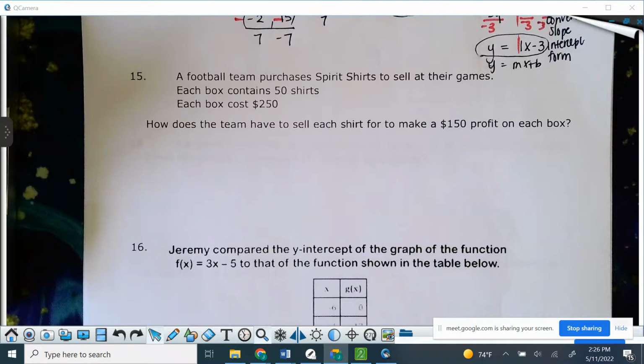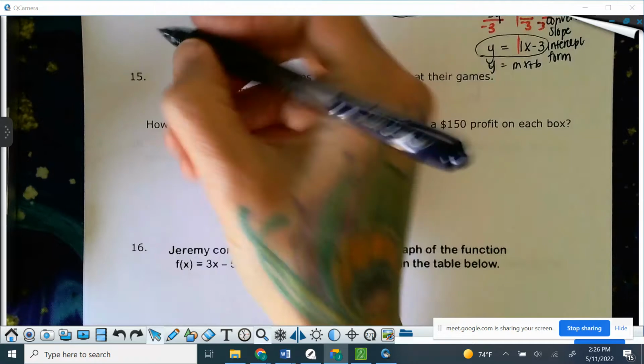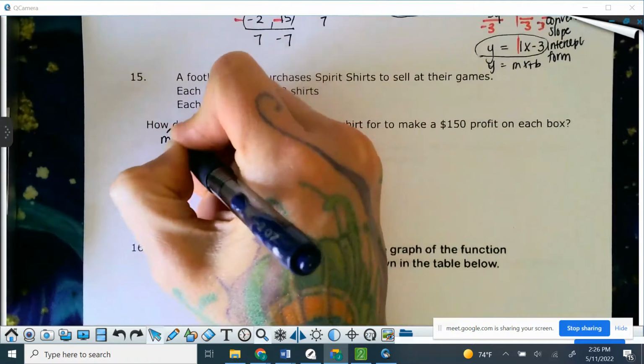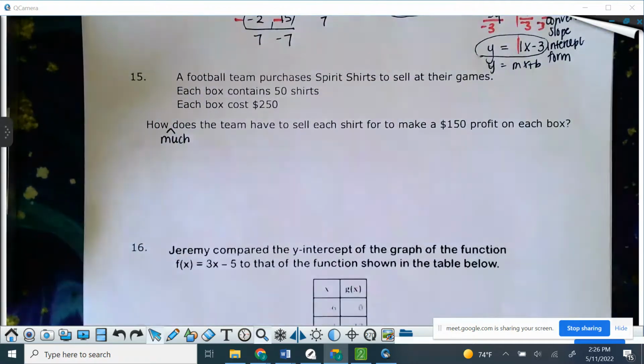A football team purchases spirit shirts to sell at their games. Each box contains 50 shirts. Each box costs $250. How much does the team have to sell each shirt for to make a $150 profit on each box? So we're looking for the cost that we're going to charge to come out with $150 profit. Like I said, I'm going to give you a minute to see if you can get that one. Come up with a good answer.